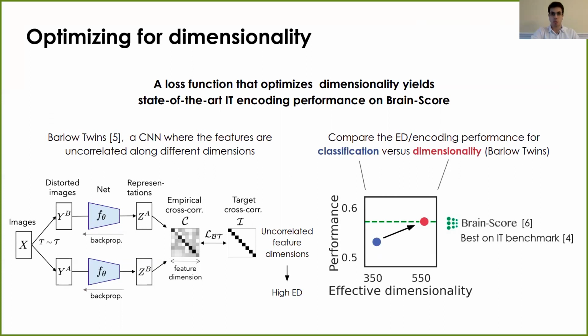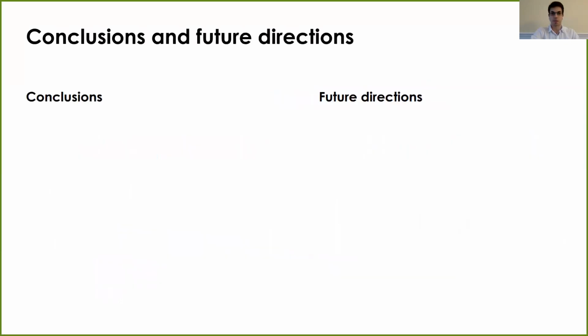Now, in the plot on the right, we compared encoding performance of the same CNN optimized for dimensionality, as in Barlow Twins, versus object classification. And what we see is pretty striking. As expected, the dimensionality optimized model in red has much higher dimensionality than the classification model in blue. However, it also achieves substantially better encoding performance. In fact, this model now has the best IT performance on BrainScore. So not only does dimensionality correlate with performance, but it actually identifies the best encoding model on a benchmark with over 100 submissions.